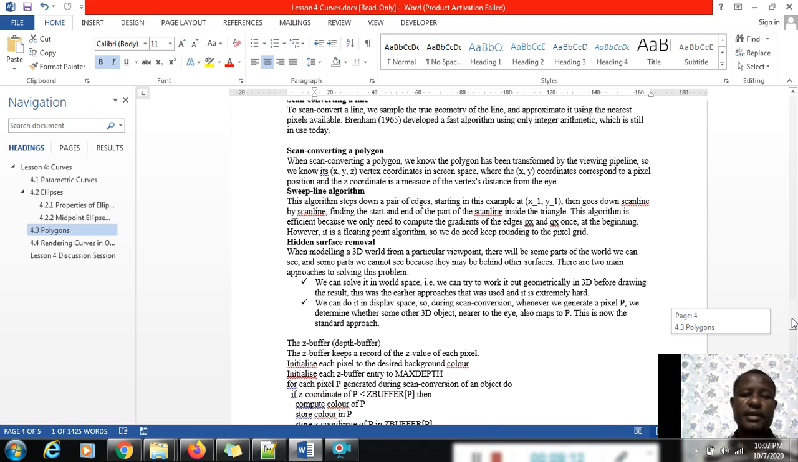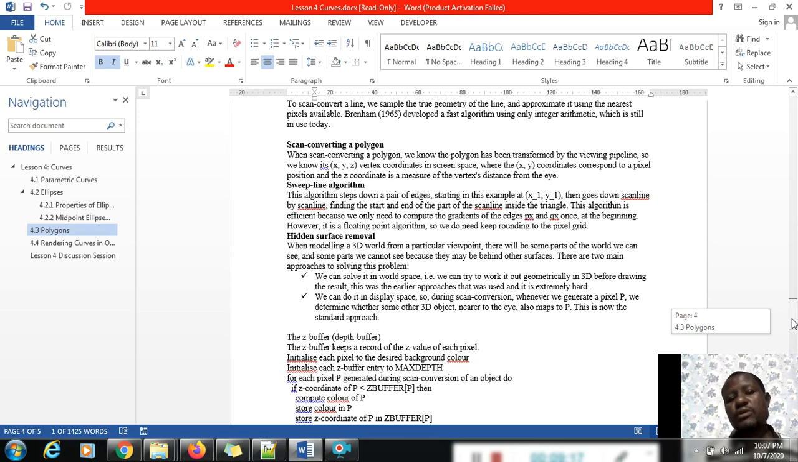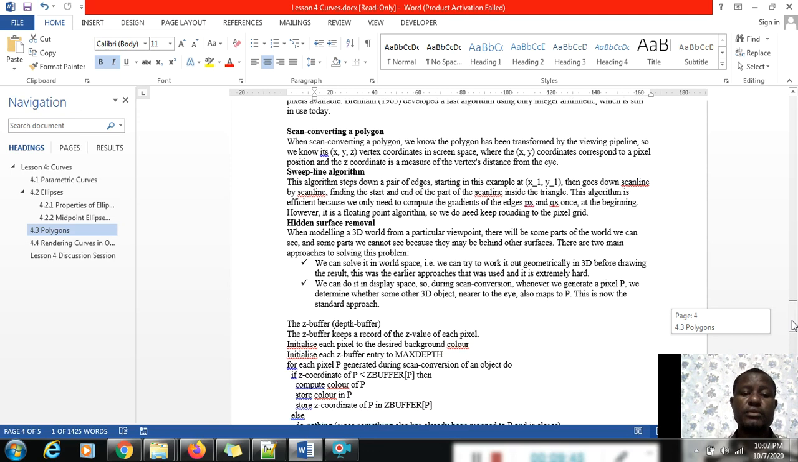And then of course we have the sweep line algorithm, which steps down a pair of edges, starting with, for instance, x1, y1, and then goes down scan line by scan line, finding the start and the end of the part of the scan line inside the triangle. This algorithm is efficient because we only need to compute the gradients of the edges px and qx once at the beginning. The rest will be done by the loop.